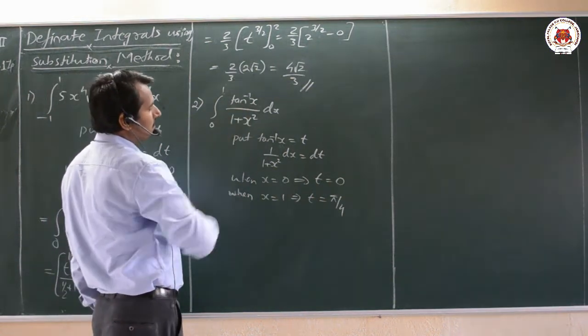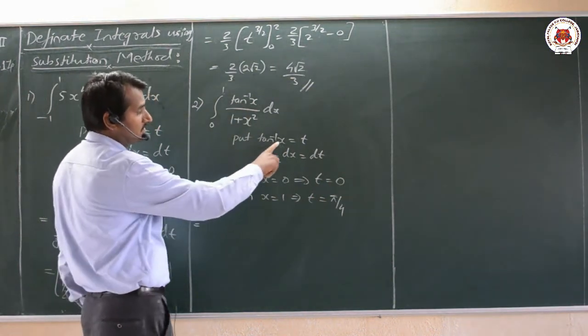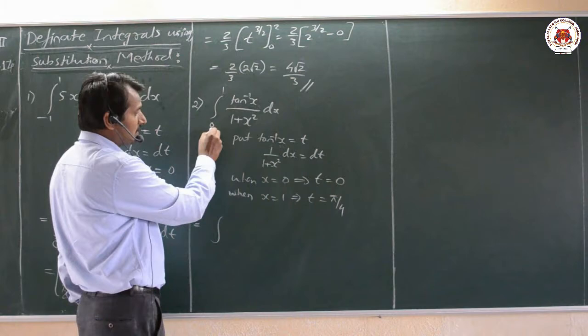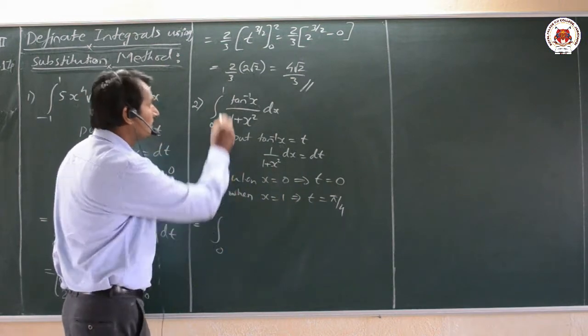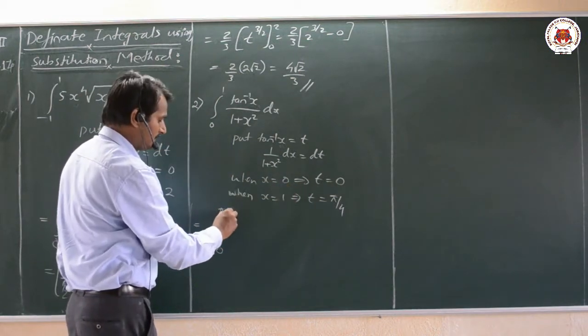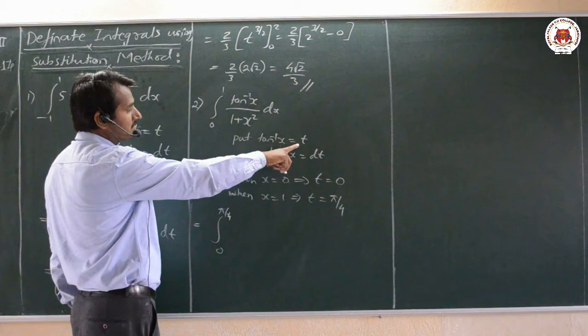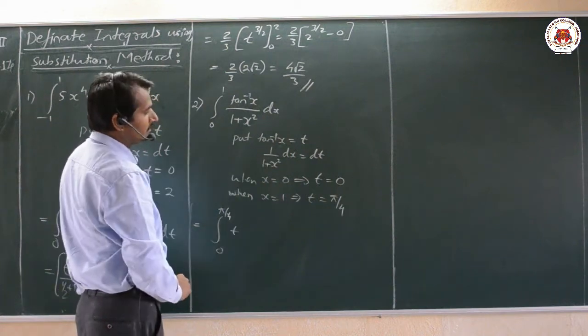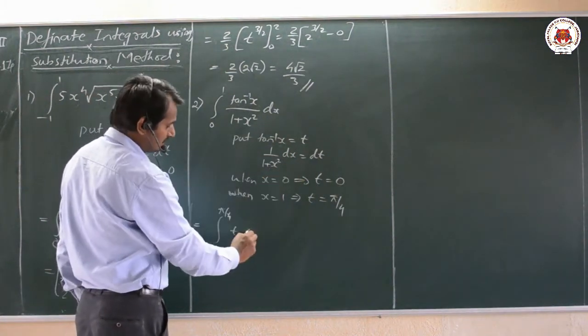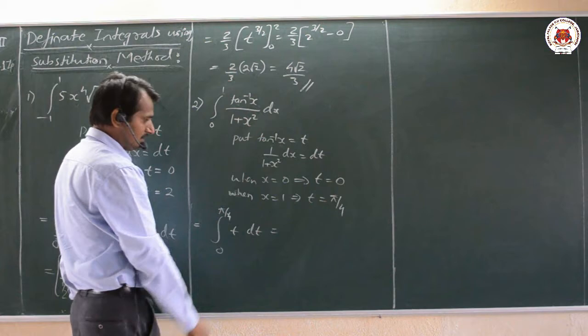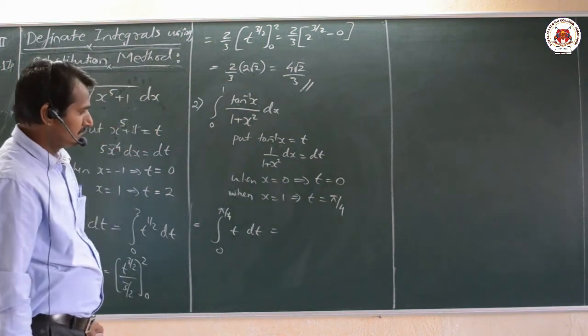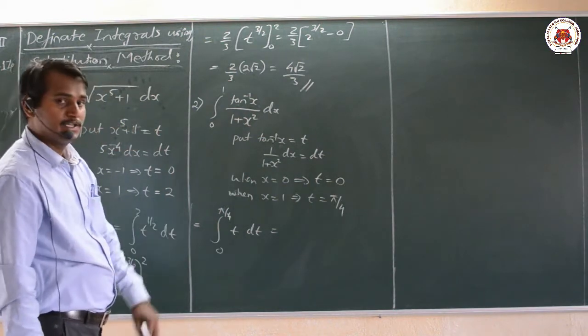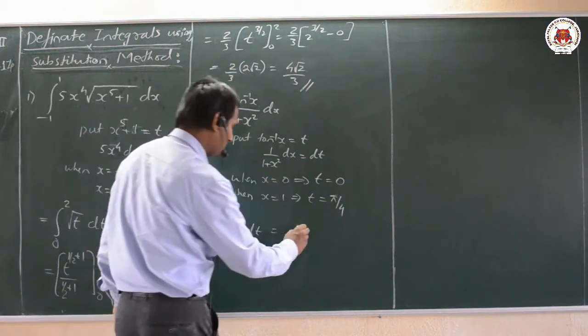The integral from 0 to 1 of tan inverse of x times 1 by 1 plus x square dx. Tan inverse of x means t. The limit 0 means it is 0 only, and 1 means it is pi by 4. Tan inverse of x means the value will be t, and dx over 1 plus x square means dt. Now the integration of t is t square by 2.